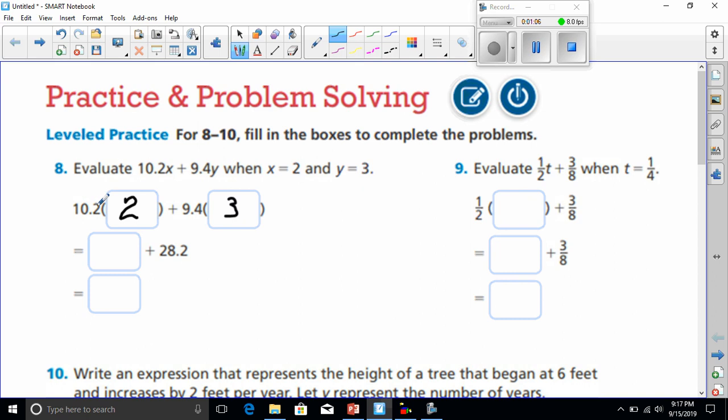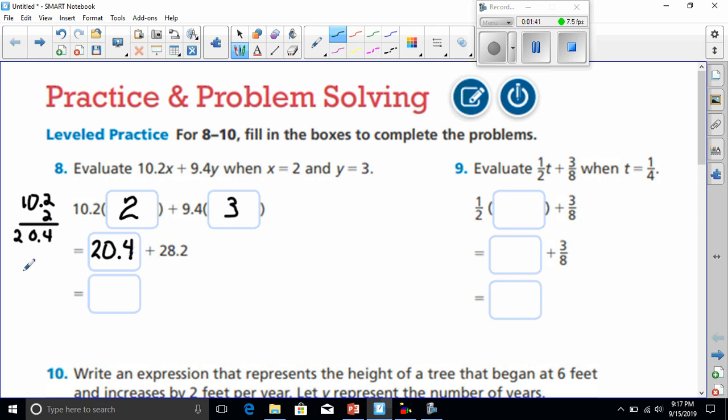Now they're wanting to ask us what is going to go in this first bubble. Well, it's 10.2 times 2. And 10.2 times 2, we'll just do the math over here. I'm fairly certain it's going to give us 20.4, but we'll just follow it out here. There's 4. This would be 0, and that would be 2. And with one decimal there, 20.4. So right inside here, 20.4.